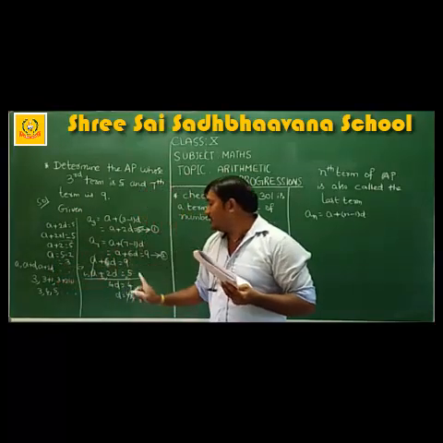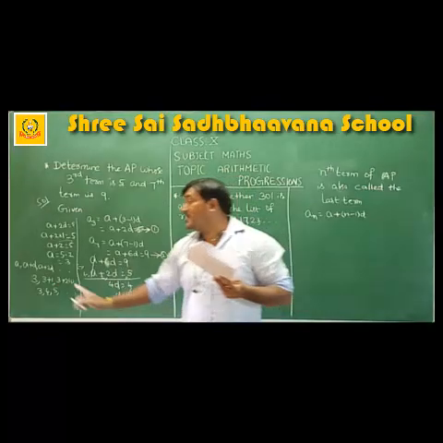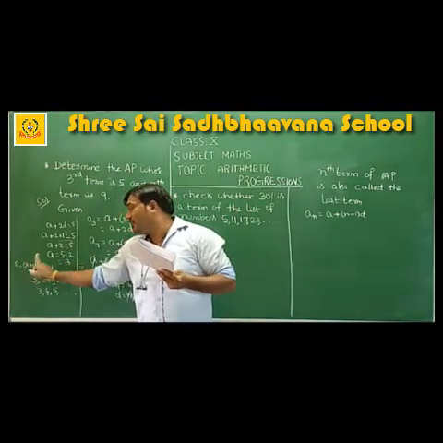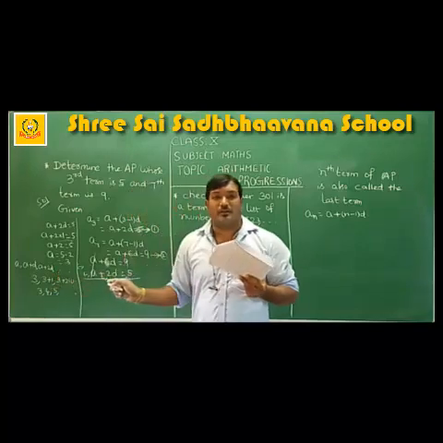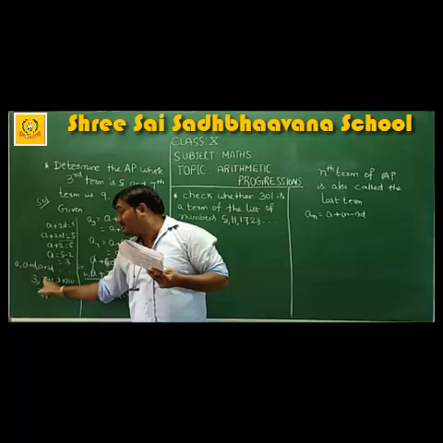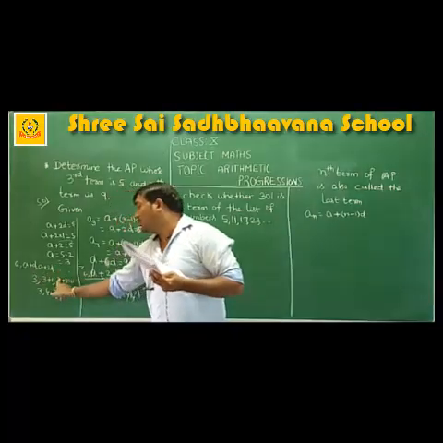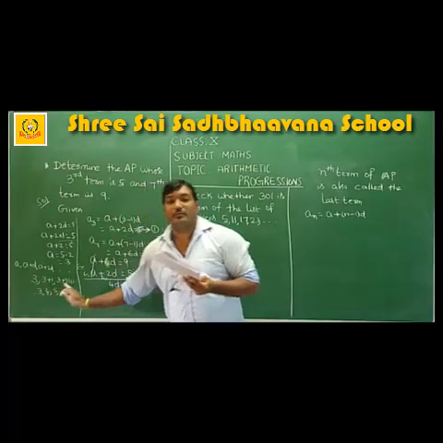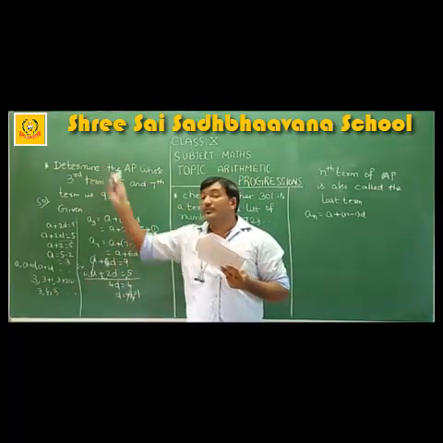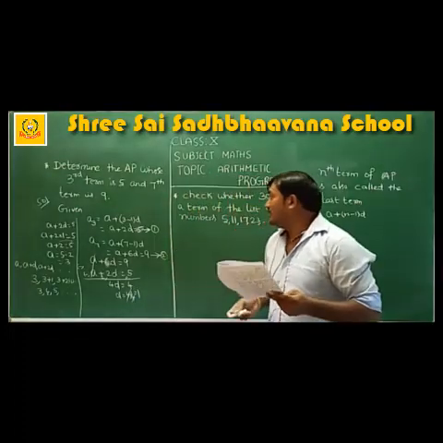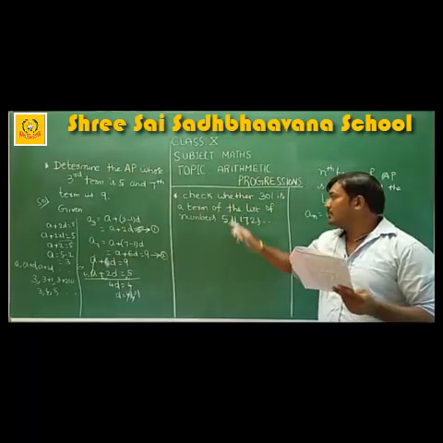Once you get the A value and D value, we know the general sequence of an AP: A, A plus D, A plus 2D, and so on. Just substitute the values. So A is 3, A plus D is 3 plus 1, A plus 2D is 3 plus 2 into 1. So we'll get 3, 4, 5, and so on. This is the AP which we have to find. Okay? Let's move on to the next sum.